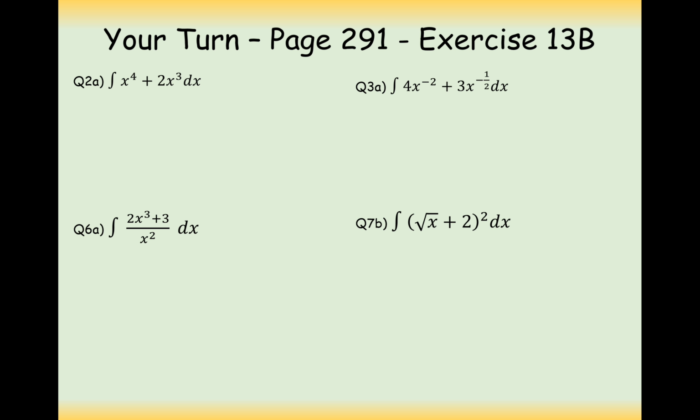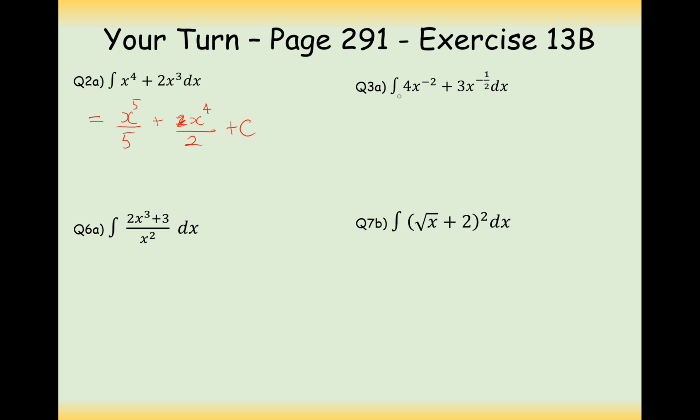Right, okay, well done for having a go at these questions here. So for the first question here, it's going to be x. Now increase the number 4 to 5 and divide by that new number 5. And then it's going to be plus 2, increase the power on the 3 by 1, so it's now a 4. And divide by the new number 4, so it's going to be 2 over 4, which is a half, or x to the 4 over 2. And then we have to always plus c at the end.